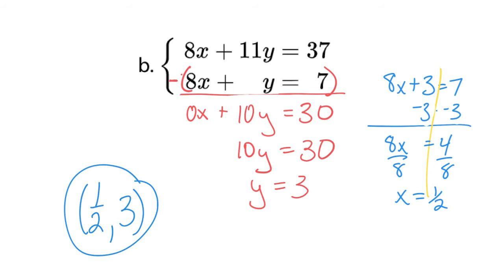So the method Diego used of adding the equations didn't work for this one, but we can also subtract equations in order to eliminate a variable. When you do this, you just have to be really careful with those negatives.